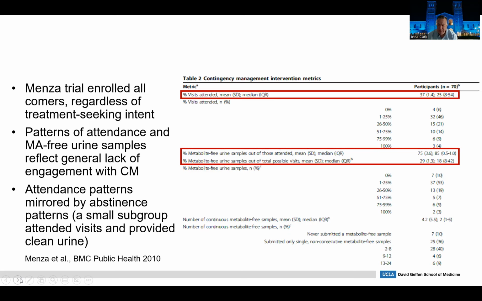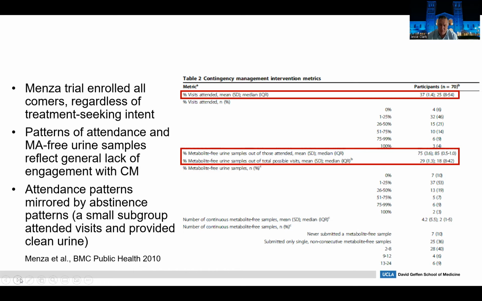So you can see only 37% of scheduled visits were actually attended. And among the total number of possible visits, the number with negative urine samples is a very low number. So basically people just weren't coming in for the contingency management visits. And like I said, they just weren't interested in changing the behavior. And so it's very difficult to make a change if the patient or the participant is not interested.